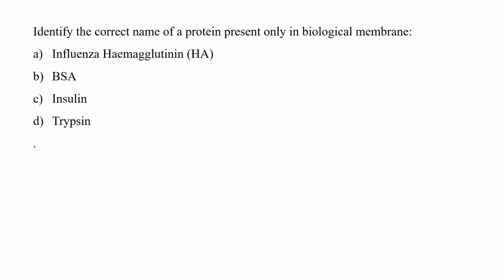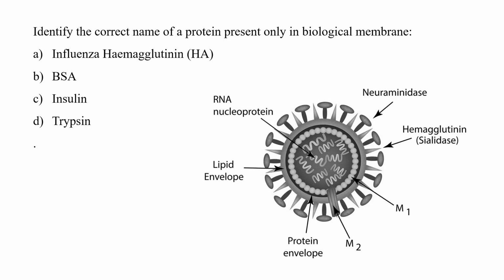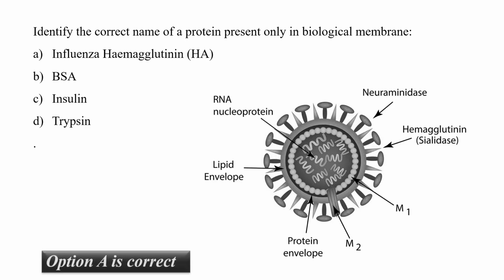Identify the correct name of a protein present only in the biological membrane. Influenza hemagglutinin, BSA, insulin, or trypsin. Influenza hemagglutinin, HA, is a homotrimeric membrane glycoprotein found on the surface of the influenza flu virus, and it is responsible for its infection along with an enzyme called neuraminidase. So here option A has to be the correct answer.